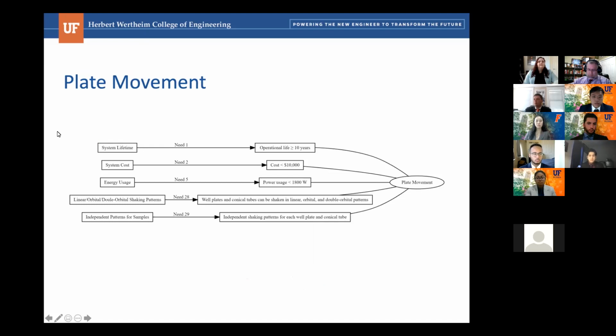Sorry, thank you, Mary Alice. To now start plate movement, there were a few customer needs that were looked at in particular, more so than others. One was cost, as well as ensuring that linear, orbital, and double orbital shaking patterns were accomplished, as well as including independent patterns for each sample that would be desired.